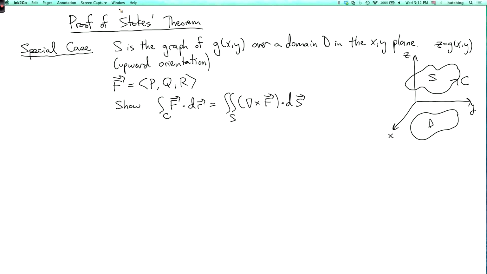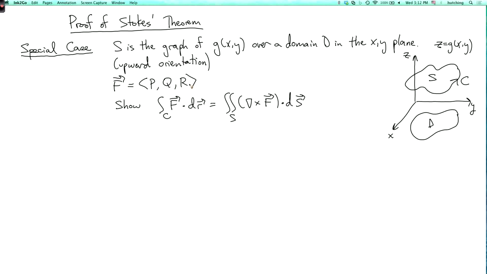I now want to explain the proof of Stokes' theorem. We're going to start with a special case where the surface S is a graph. So it's the graph of some function g of x and y over some domain D in the xy plane. And as we usually do with graphs, we'll give it the upward orientation. And f can be any differentiable vector field.